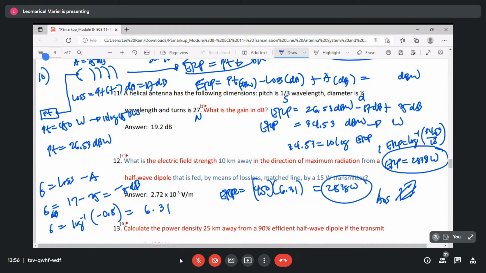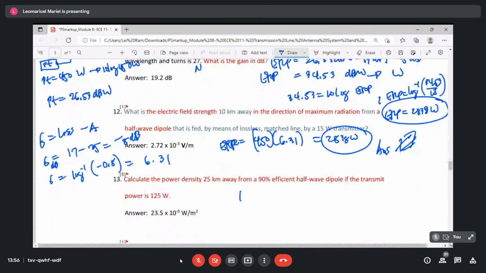Number 12. What is the electric field intensity? Or EFI yun. So sabi natin, number 12, the electric field intensity is equals to square root of 30 PT over R. Okay. Yan yung formula. So meron kang R. Ito na yung R mo. Dahil kailangan niya naka-meters ito. Then ito naka-watts. So meron kang half-wave dipole.